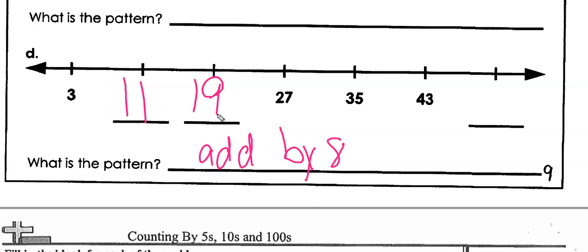And 35 plus 8 more would be 43. And 43 plus 8 more, well, 3 plus 8 is 11. Put the 1 down, carry the 1. And then 4 plus 0 is 4. Plus the 1 that I carry, 5. So 43 plus 8 more would be 51. And that's how you complete the pattern.